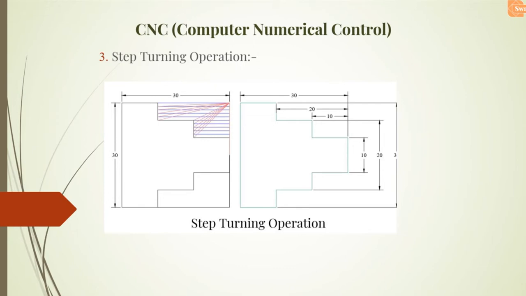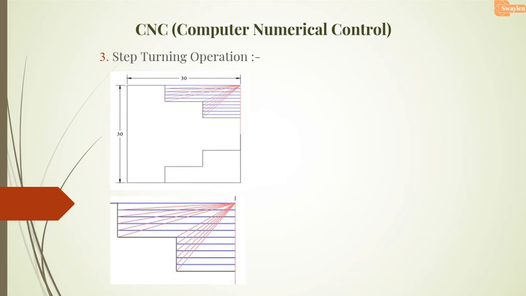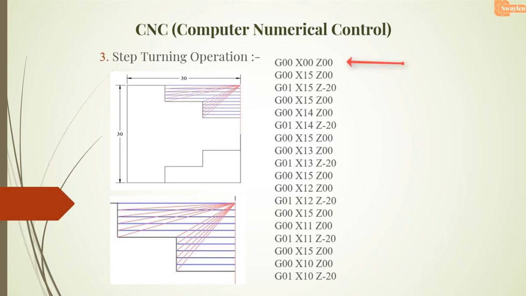Now I will explain the program of the step turning operation. See, this is our object and the cutout is here. Now the program, first code is Z00, X00, Z00. So this point is here. Okay, Z00, X00, Z00. Now the next point is Z00, X15, Z00.